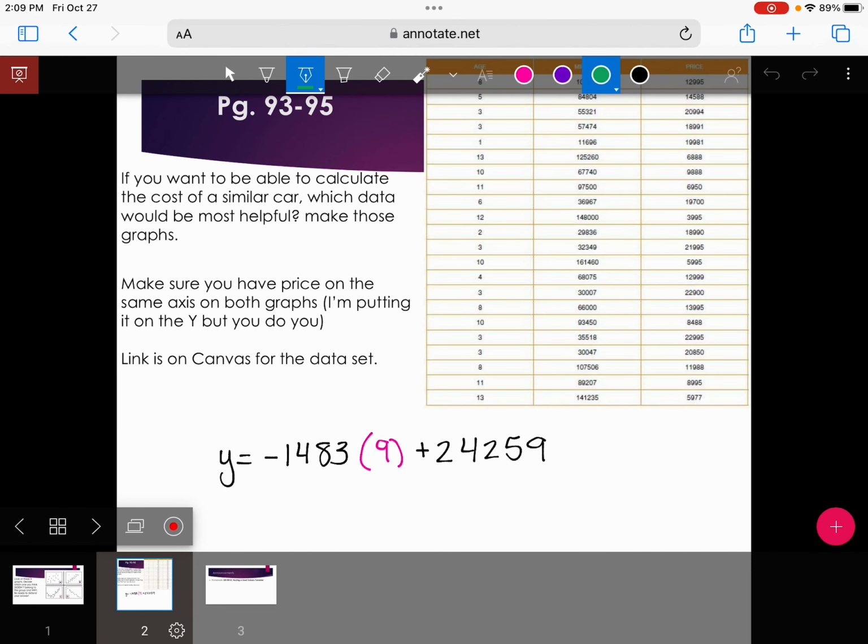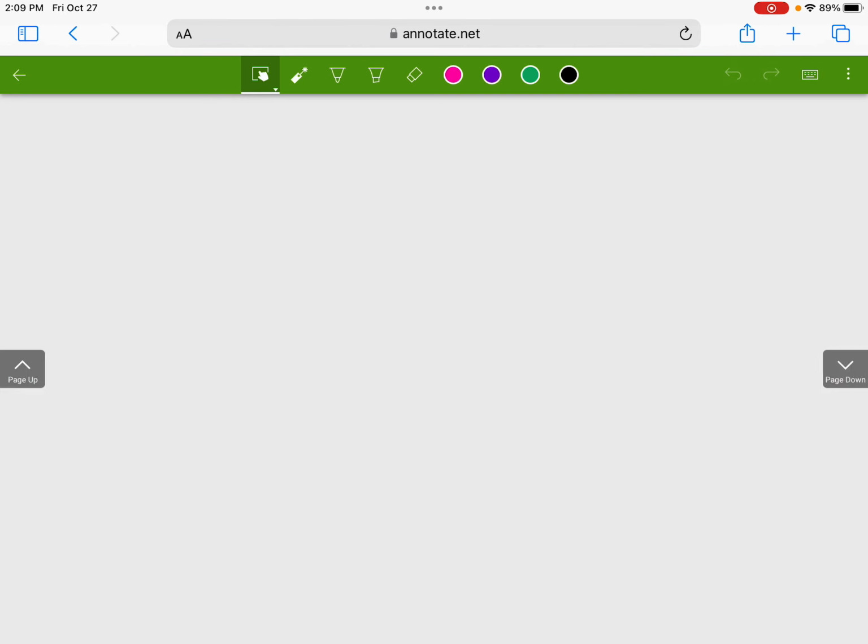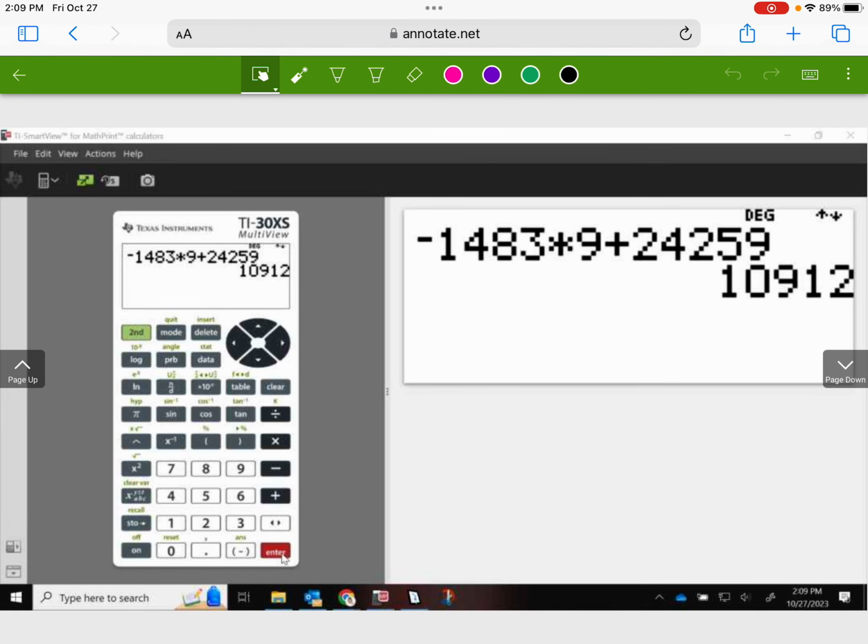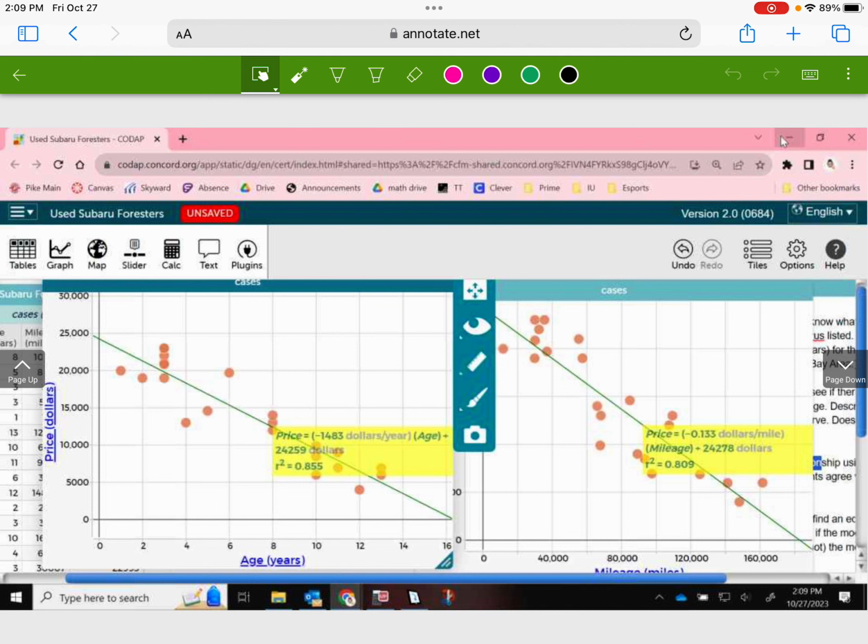So you're going to take the equation from our data set that we just built together. We're going to take our equation right here, and you are going to use it to estimate how old his car is going to be if he can spend $15,000. Okay? So that's homework 8.